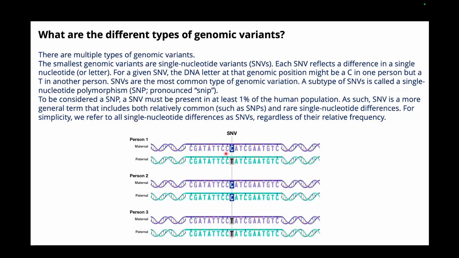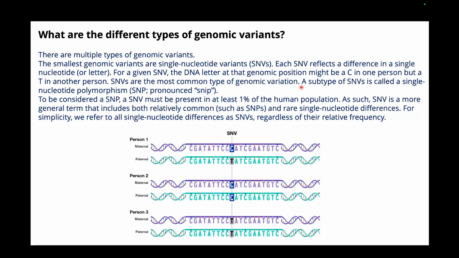This is a person which has maternal and paternal chromosomes, and this is person 2 and person 3. In some persons there will be a C to T change. In some persons it will be a C in both strands. In some it will be a T. So for this type of variation compared to a reference, we always define SNPs or SNVs, single nucleotide variants, in the context of a reference genome.